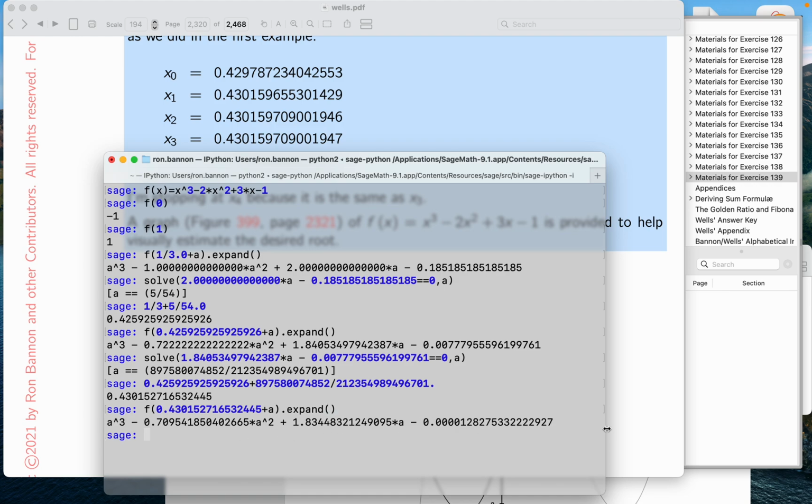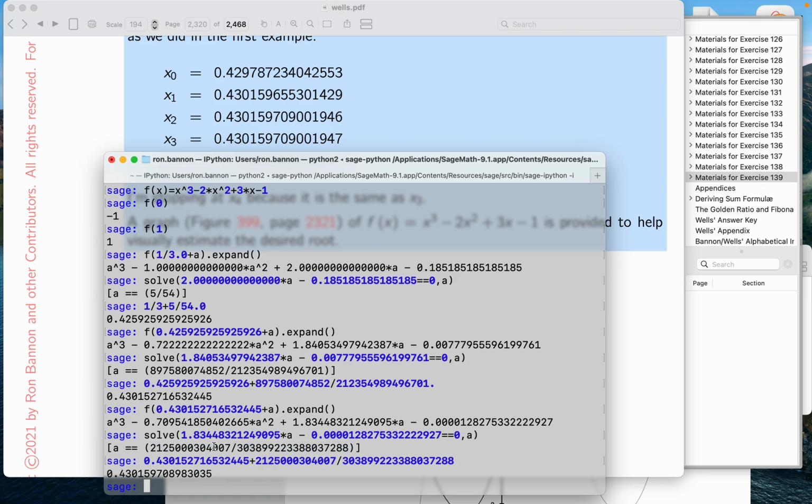I'm going to take the last two terms. Whoops, I didn't mean to do that. We're going to solve for 0, a. We'll take our old root, our old good root, that's not bad, and we're going to add this on now. There's my new guess.